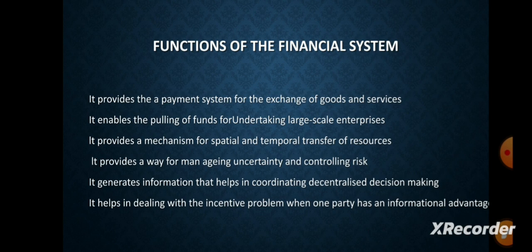Dealing with the incentive problem. When one party to a transaction has information that the other does not have, informational asymmetry exists. This leads to the problem of moral hazard and adverse selection, which are broadly referred to as agency problems. The nature of these problems may be illustrated with reference to insurance.